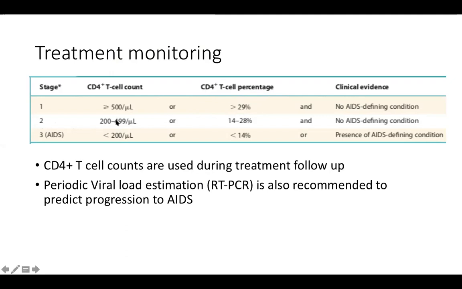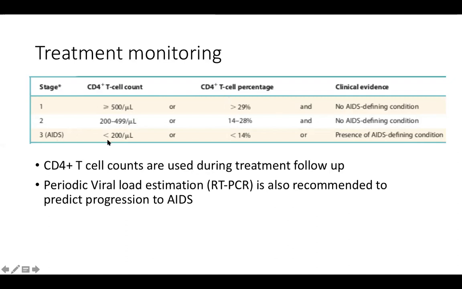Stage 2, the CD4 cell counts will fall below 500. Earlier we used to start therapy only at this level. That was done until around 2 years back. But now the rule has been changed to include everyone. So now anyone newly diagnosed positive will be started on HAART, anti-retroviral therapy. So stage 2 is 200 to 500, and still no AIDS defining condition.